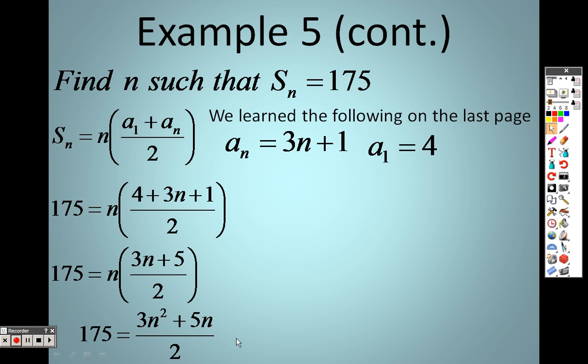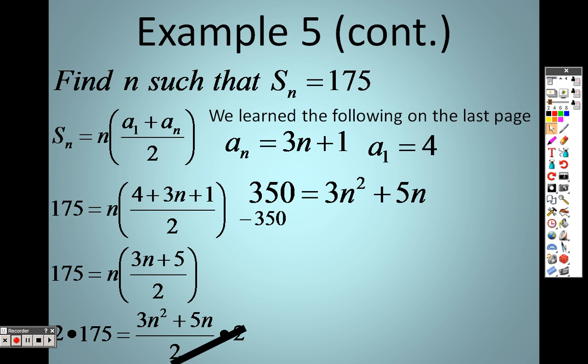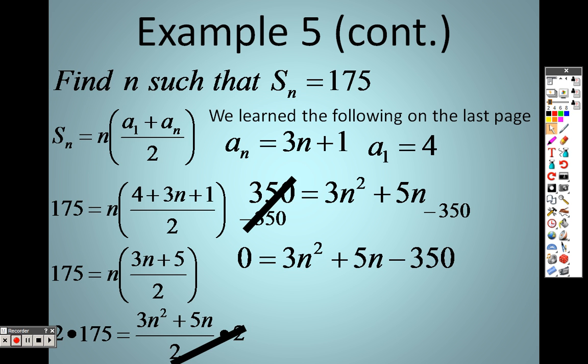Since I have a 2 in the bottom, let's multiply by 2 on both sides. By doing that, I end up with 350 equals 3n squared plus 5n. I'm looking at something that we remember from chapter 5: a quadratic equation. So why don't I combine all the terms onto one side, which is why I subtract the 350, and I end up with this equation.